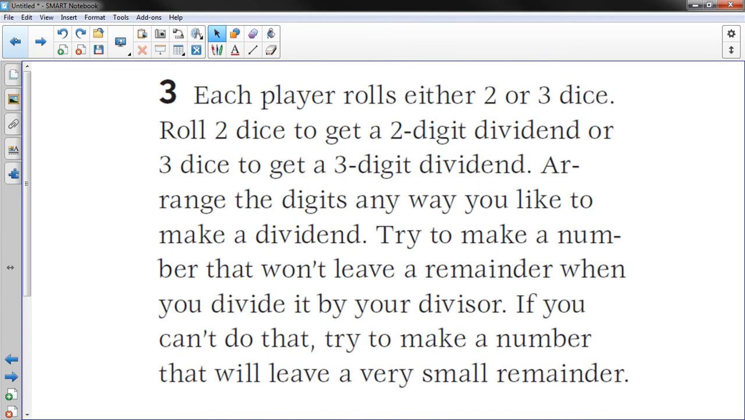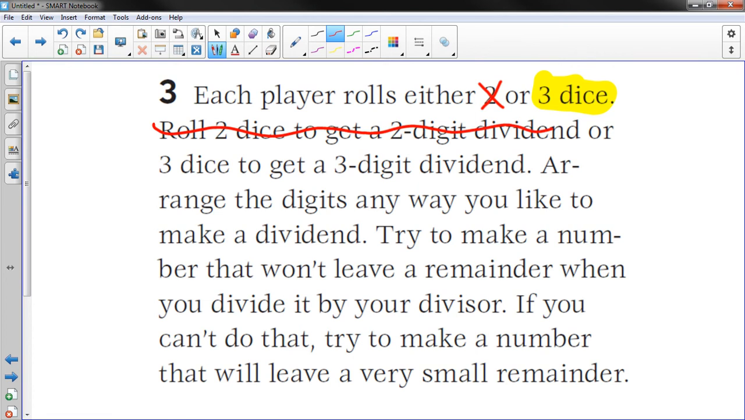So we're on step 3 now. Each player rolls either 2 or 3 dice. Well, you're in 5th grade. We're going to roll 3 dice. You don't have an option there, so you're going to cross out the 2. You're not going to worry about the 2 because that's not an option. You're rolling 3 dice.